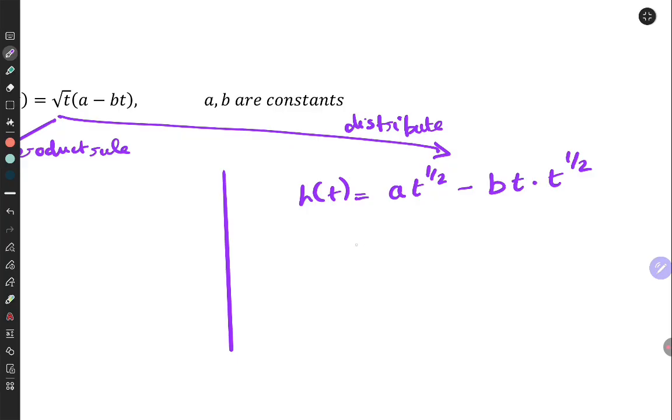Right now, keep in mind, we are only distributing. We haven't taken the derivative yet. So just distributing. How do you combine these two? In group, 1.5. T times t to the 1/2.